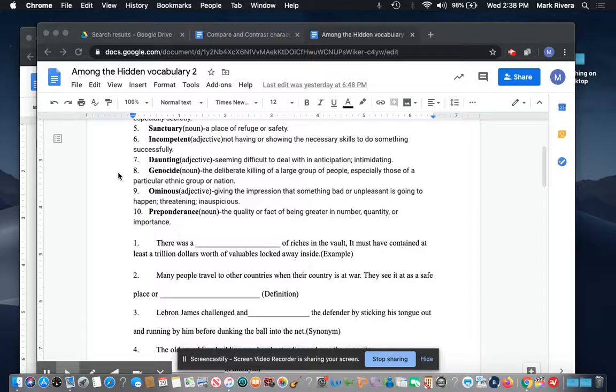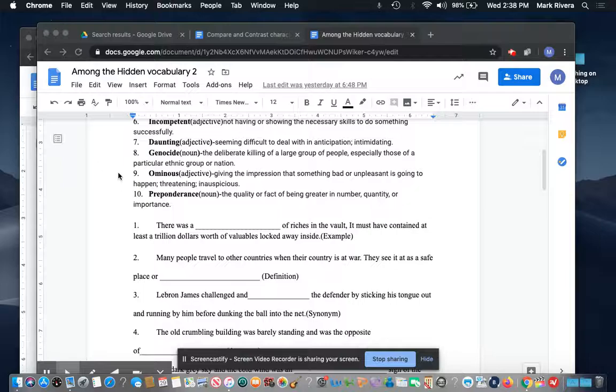Daunting. Okay, daunting means seeming difficult to deal with in the anticipation or intimidating. So something really hard that you have to do that you think you might not be able to be successful on is something that is daunting. Okay, something that's very hard or difficult.